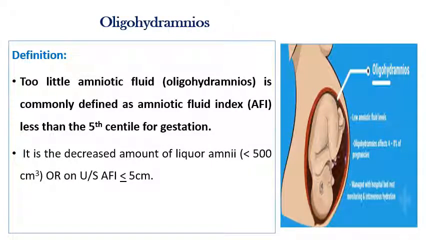What about oligohydramnios? Definition of oligohydramnios: it is too little amount of amniotic fluid, or decrease the amniotic fluid index less than 5th centile for gestational age. In other words, the amount of amniotic fluid less than 500 cc or amniotic fluid index less than 5 centimeter.